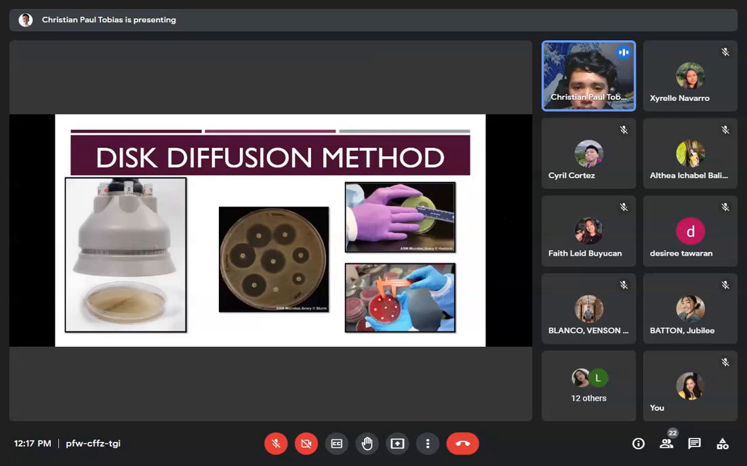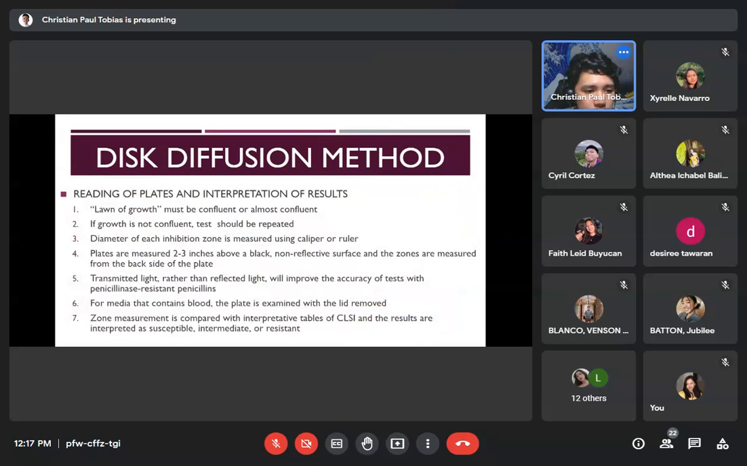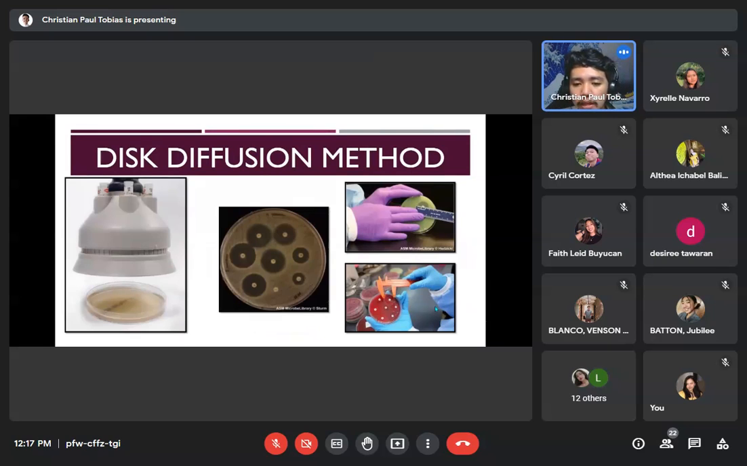In every method na gagawin mo, okay, make sure that the quality of your test is not compromised. Okay. So transmitted light rather than refracted light will improve the accuracy of test with penicillinase-resistant penicillins. For media that contains blood, the plate is examined with the lid removed. Okay? So, parang ito. Lid removed. Measuring.